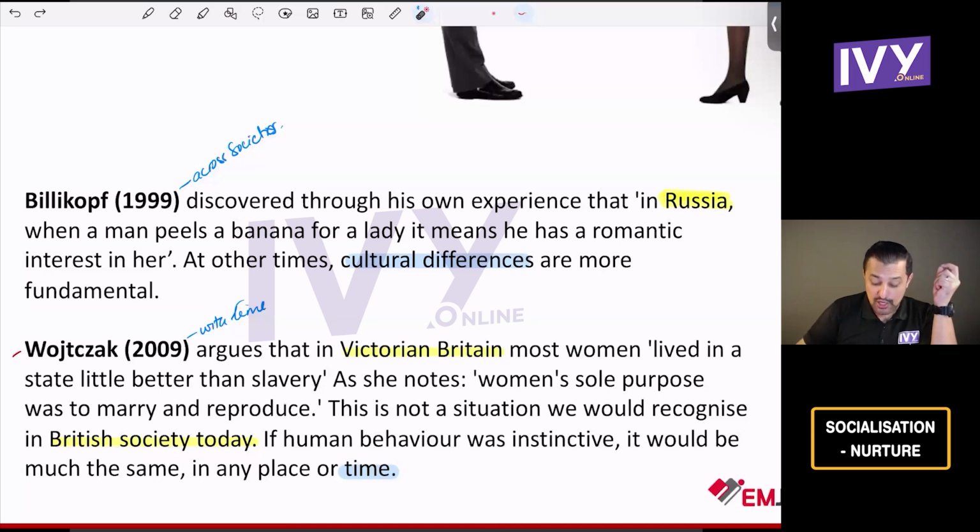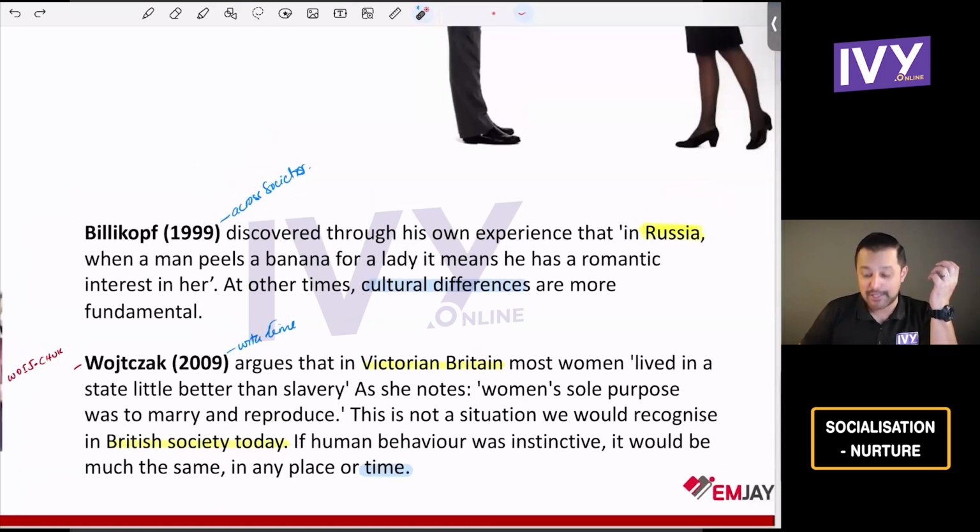So Wojciech argues that in Victorian Britain, most women lived in a state little better than slavery. As she notes, women's sole purpose was to marry and reproduce. This is not a situation we would recognize in British society today, as I speak in the 21st century. If human behavior was instinctive, it could be much the same in any place or time.